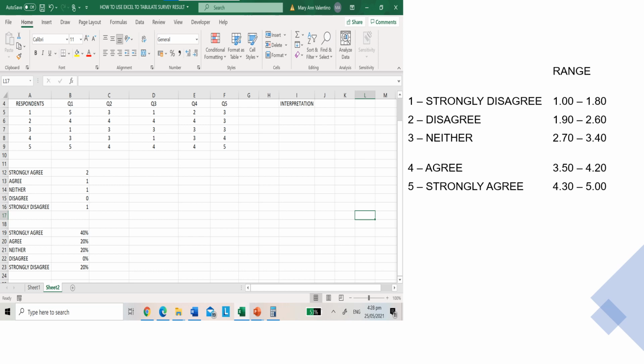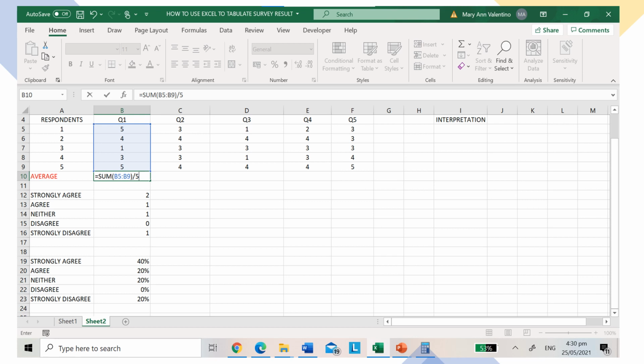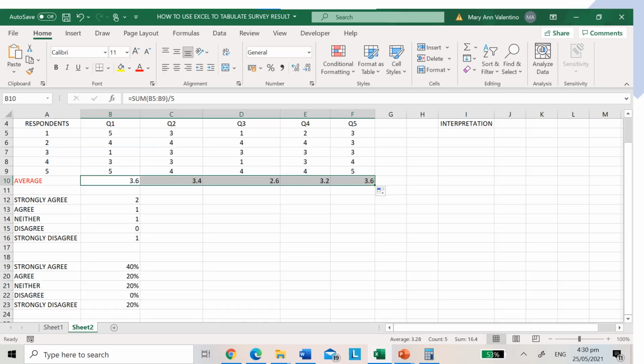Let us write the interpretation based on your respondents' responses. For example, you have 5 respondents, and then you have question 1 to 5. Compute first for the average for question 1. For example, let us use the formula equal sum, then select the cells for question 1, respondent 1 to respondent 5. So it depends upon how many respondents answered your questionnaire. For this example, I have 5 respondents, so that is why it is divided by 5. So the average for question 1 is 3.6.